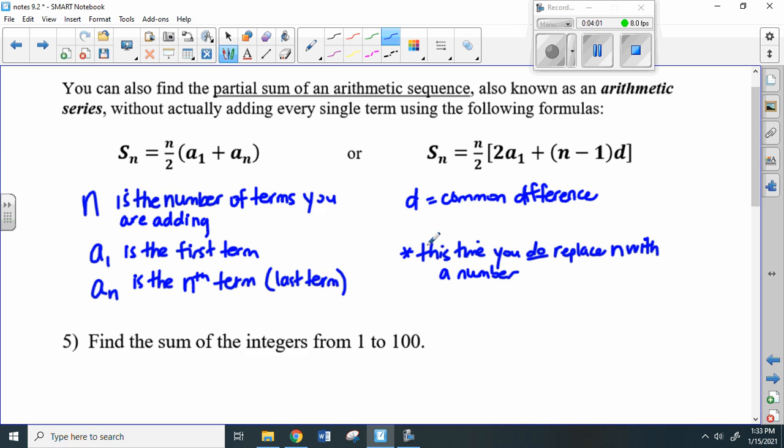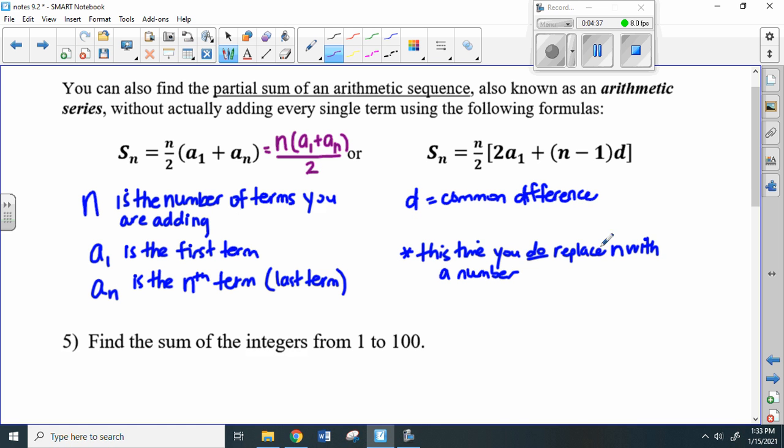One other thing I want to talk about is this first formula, which looks a little bit different when you get to ALEKS. If you read any of their explanations, they write the formula like this: N times the A1 plus the A sub N, and then they put the whole thing over 2. They mean exactly the same thing. Whichever way you prefer to type it in your calculator is completely up to you.